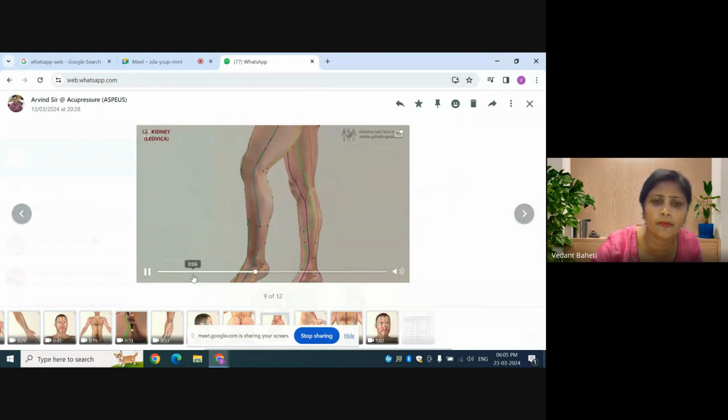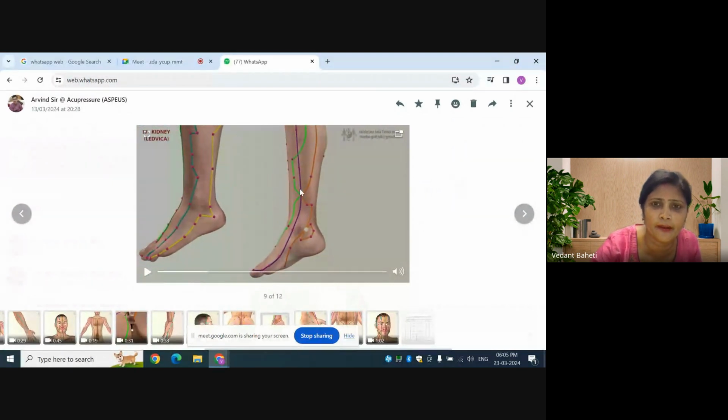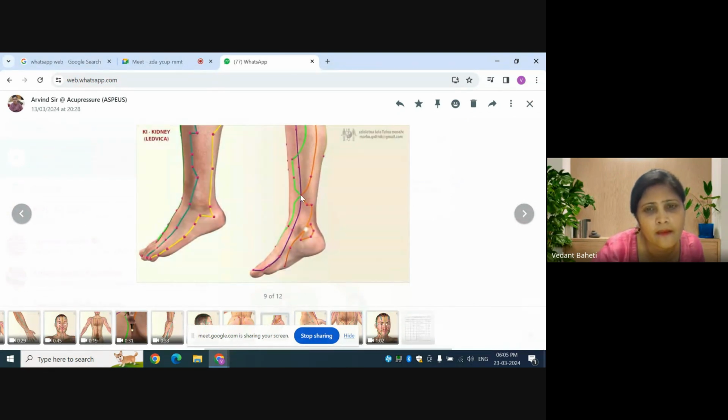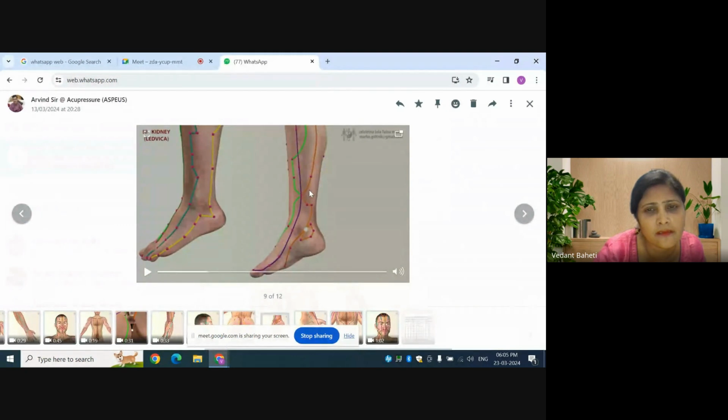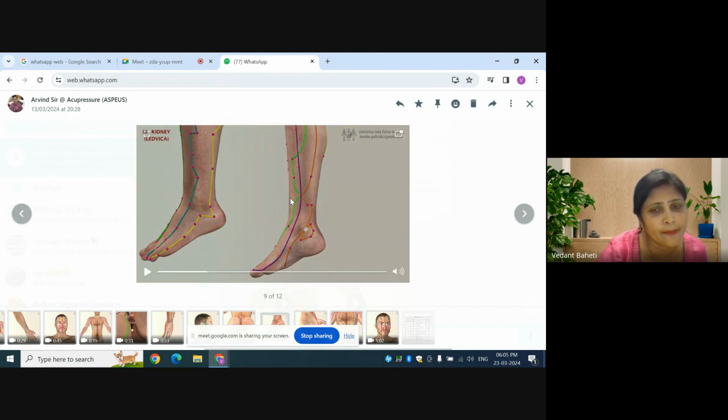I'll show you one point. That's a very important point here, and I wanted to specify this point to you. This is a junction point where the liver, spleen, and kidney meridians meet. These three meridians meet at this point.